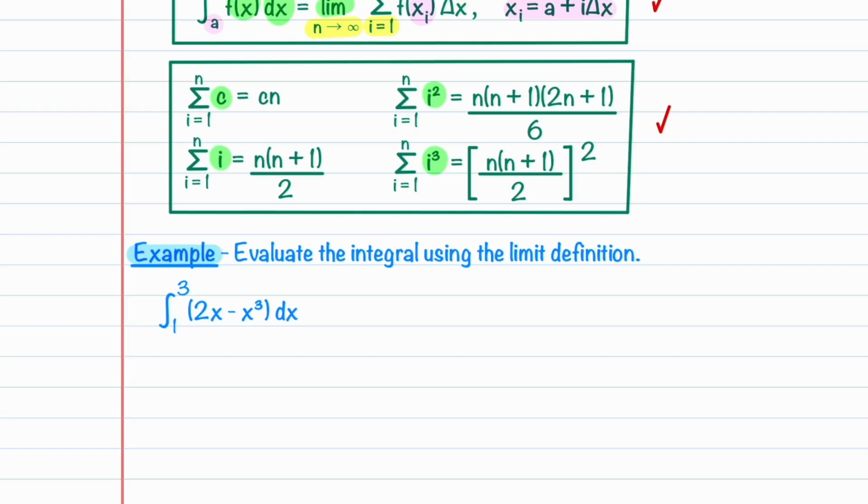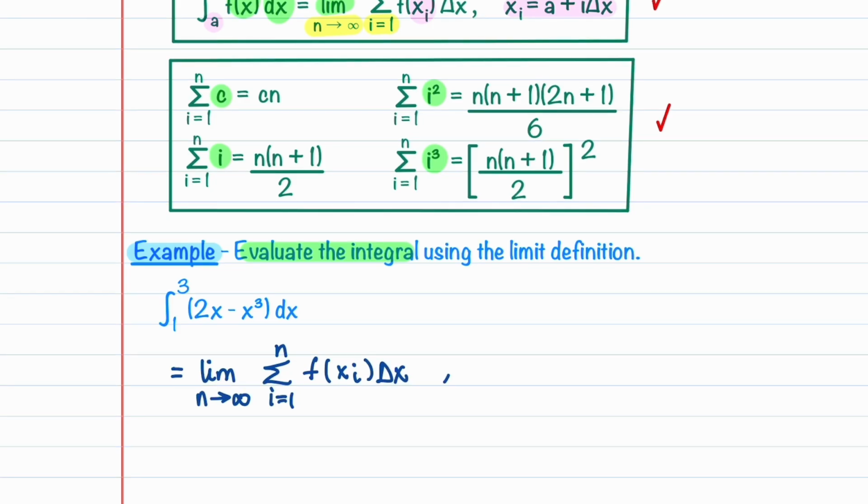Here's the example that we're going to do. We're going to evaluate the integral using the limit definition. The best way to begin is to start out by writing down what the limit definition is. Our integral using our limit definition is the limit as n goes to infinity of the sum i goes from 1 to n of f of x sub i times delta x. And let's write down that x sub i is equal to a plus i delta x.